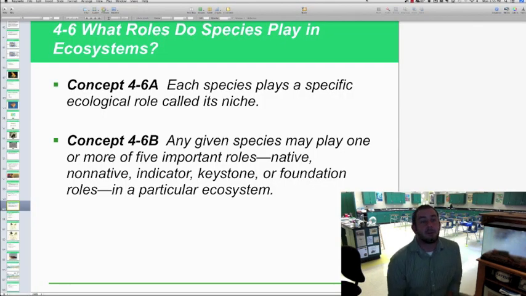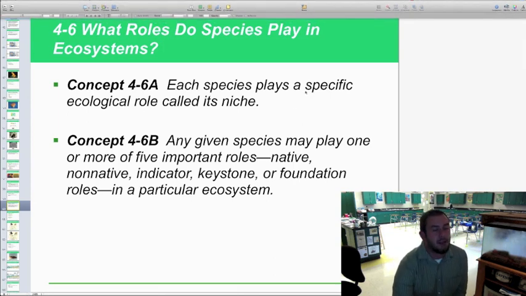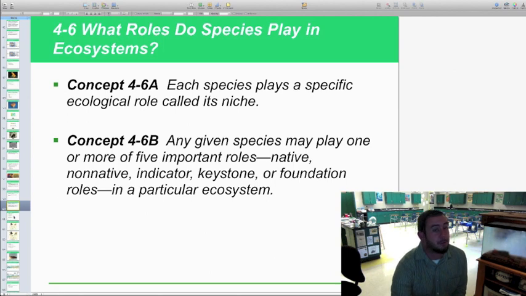Hey scholars, welcome to 4.6. In chapter 4.6, we're looking at what roles species play in ecosystems. And so we're going to look at how those species really impact the ecosystem that they live in.